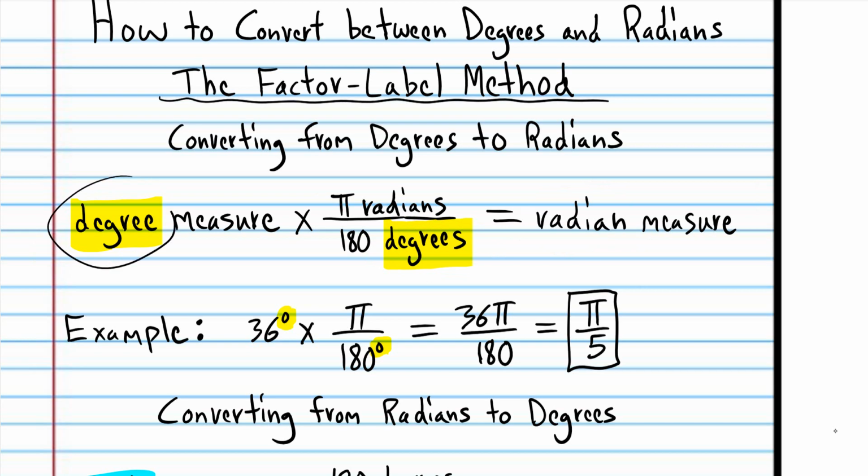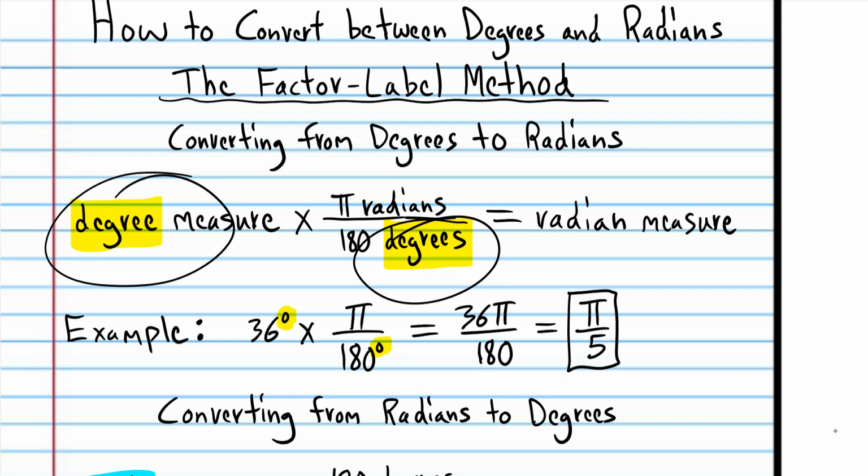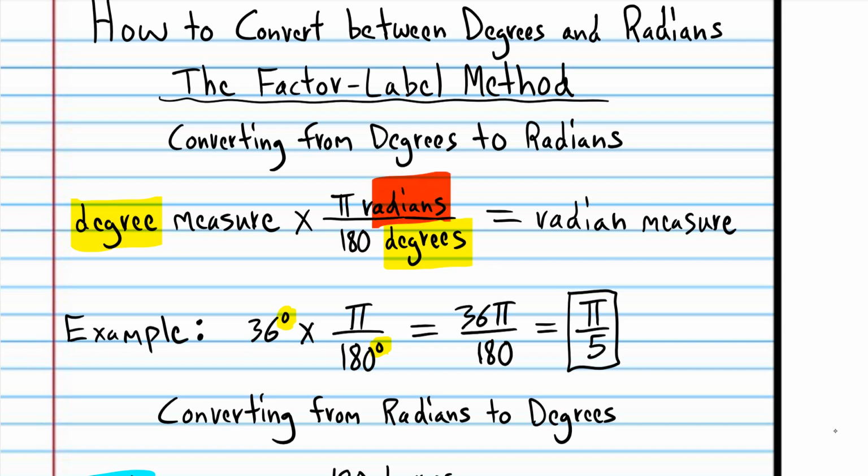Now, because degrees over here are on top, you can consider this to be degree measure over 1. The degrees are on top over here, and over here they're on the bottom of the fraction. That means they cancel out. So the yellow degrees go away, and you're left with these red radian units.